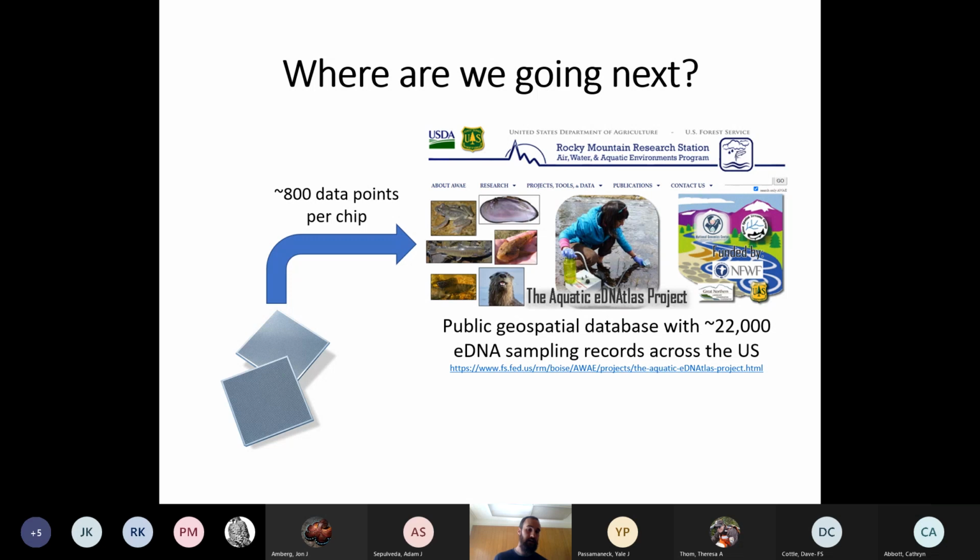These high throughput chips, including replication and controls, generate about 800 data points per chip. And we've been running chips over this last year and see some more doing in this next year. So we're looking at probably about 2023, incorporating data from these high throughput chips into the Aquatic eDNA Atlas. So that's going to be a pretty decent sized data dump on top of this existing database. So that's what I'm kind of looking forward to in the intermediate term.